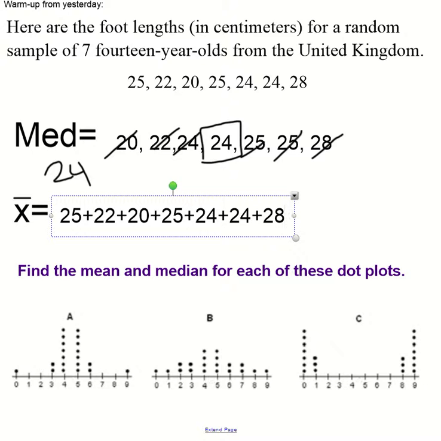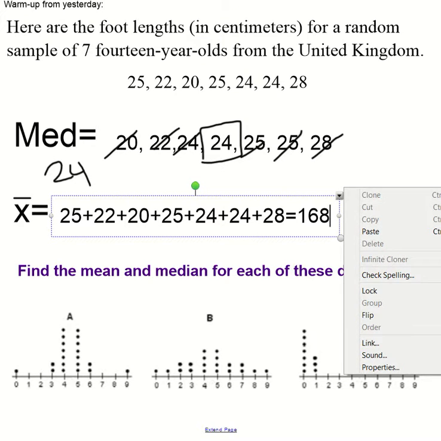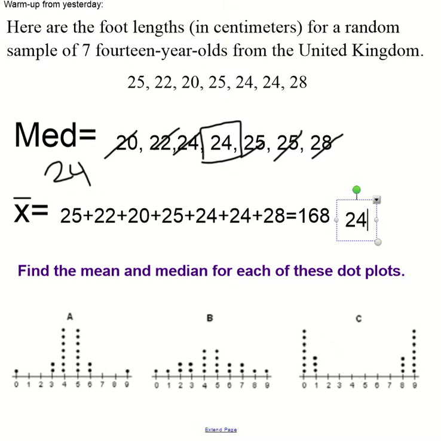As you do that, start to think about how many numbers you're adding together. We are adding together 7 numbers. We get 168. We take 168, we divide it by 7, and we get that our average is 24. And there you have it. It's as simple as that.